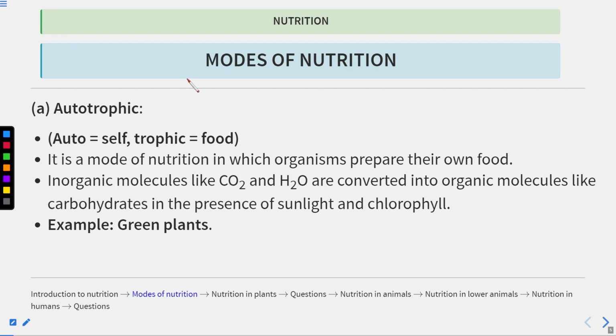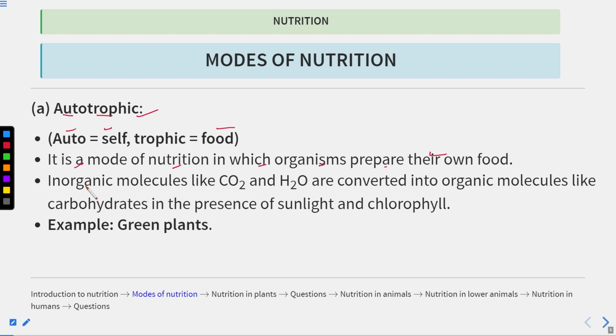Now, let's talk about first autotrophic organism. You can break this term into auto and trophic. This autotrophic term is made up of two terms. Auto means self and trophic means food. So these organisms can prepare their own food. They have some mechanisms which allow them to capture the sunlight and prepare their food by themselves. This is known as autotrophic mode of nutrition. So how can we define autotrophic mode of nutrition? It is a mode of nutrition in which organisms prepare their own food.